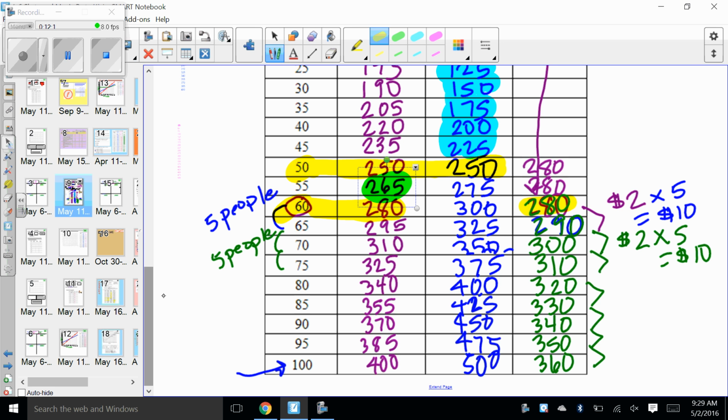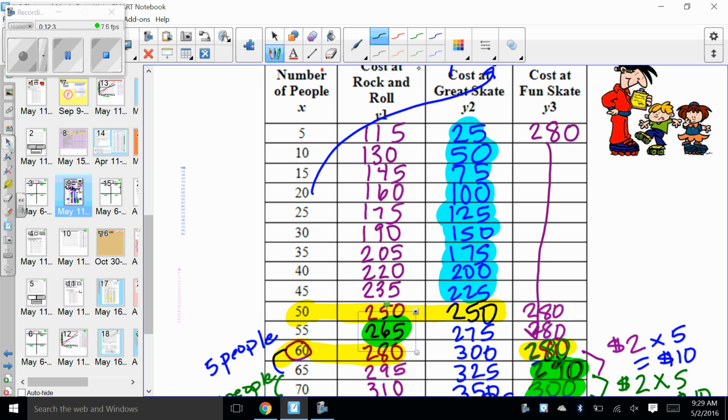Then what happens? At 65 people, who's the cheapest? My choices are $295, $325, or $290. We're going to say cheaper, cheaper, cheaper, all the way at that point.